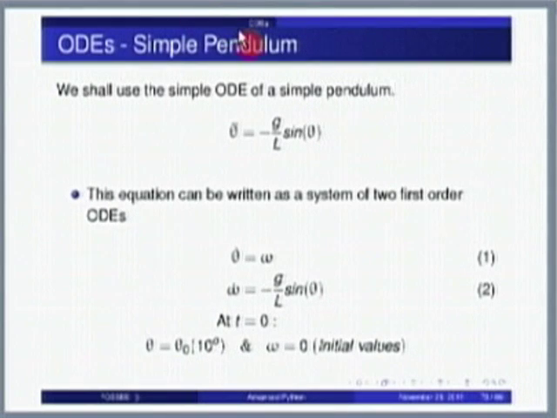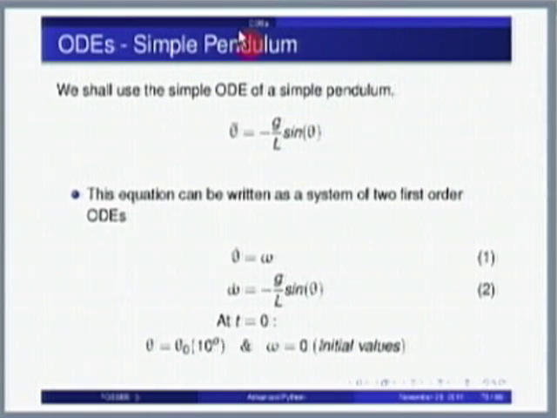Okay, the next one is trying to do ODEs at a slightly different level compared to what we did just now in the epidemic modeling problem. This is the good old ODE of the simple pendulum, where d square theta by dt square is equal to minus g by l sin theta. Traditionally we solve this by making the approximation that for small values of theta, sin theta is equal to theta, and then we solve it and arrive at an answer.